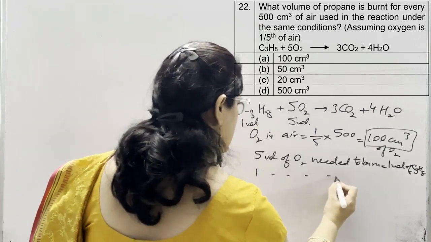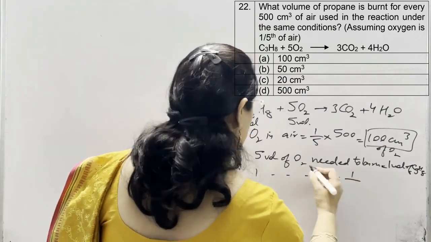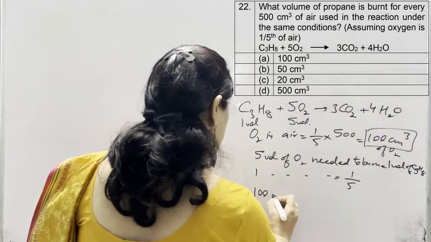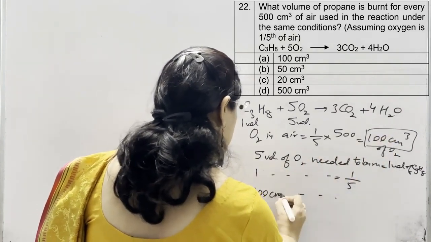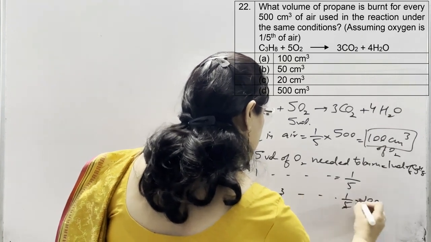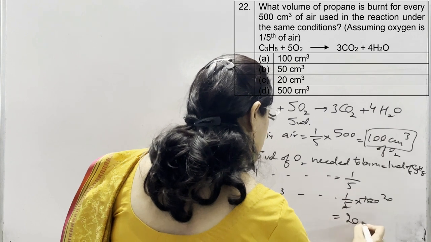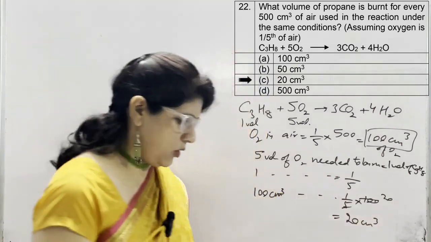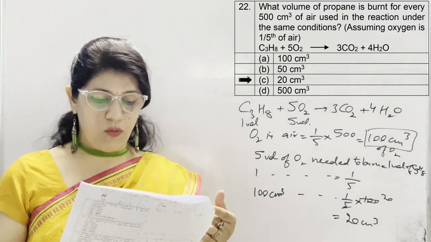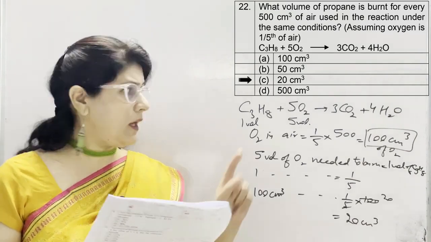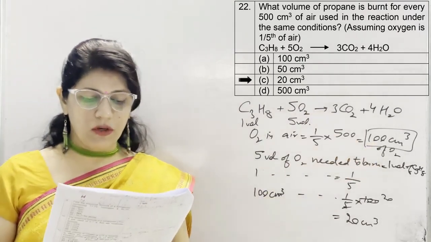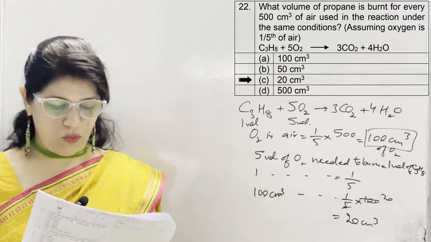So 1 volume of oxygen is needed to burn 1 divided by 5. So the given volume of oxygen present with us is 100 centimeter cube. So 1/5 into 100, it means 20. So 20 centimeter cube of propane is burnt in the presence of 500 centimeter cube of air because it has only 100 centimeter cube of oxygen. So the correct option is option number C, which is 20 centimeter cube.